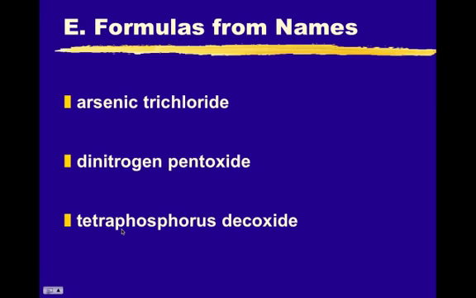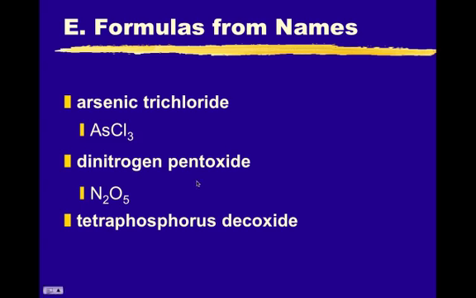What about names to formulas? That's real easy. The first one up here is arsenic trichloride. Arsenic has the chemical symbol of As, and then trichloride. So we have AsCl, then tri means 3. Then the next one, dinitrogen pentoxide. Nitrogen is N, di means we have 2, so N2. Oxide is oxygen, penta is 5, so that means O5. So we would end up with N2O5.